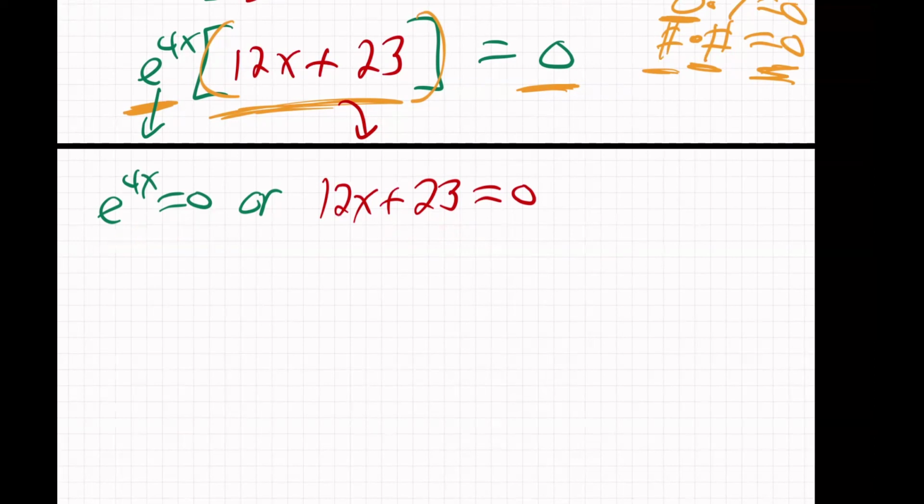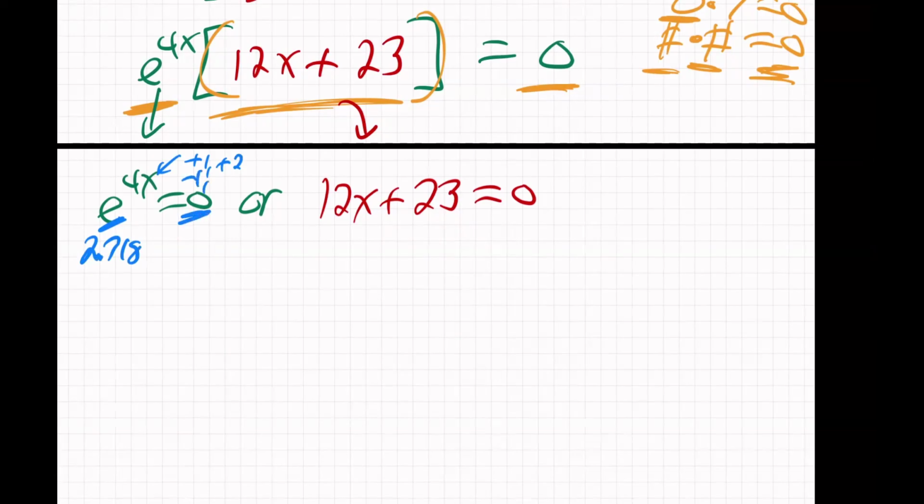How can e to the 4x be zero? Well, you can take your calculator and try putting in different x's. You put in positive numbers like positive 1, positive 2, whatever. It's not going to be zero. Because remember, e's a number. E's like 2.71828, blah, blah, blah. So how can a number like that to a power come out zero?